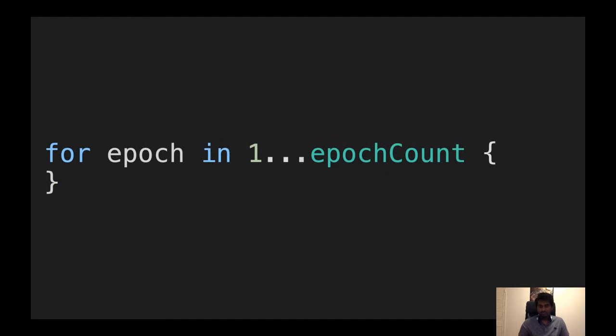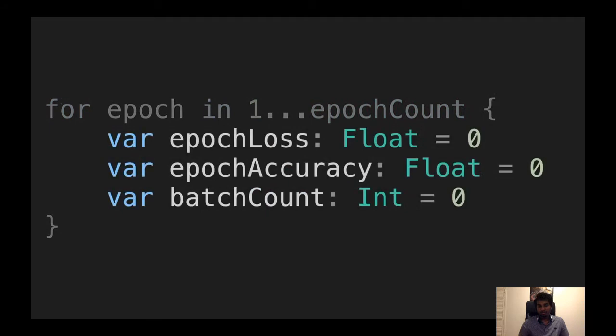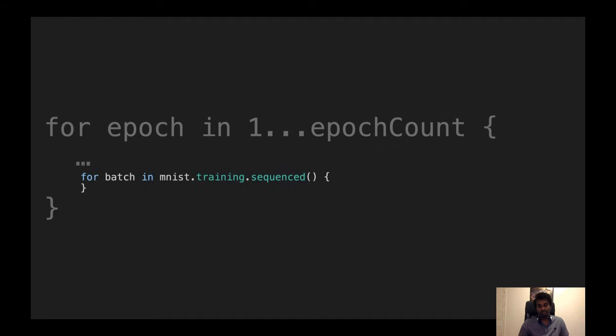So the epoch goes from 1 to epochCount. It's a different way of writing it, but it's still a range. So we're defining the epoch loss. We're going to calculate the accuracy in this case, and then we have a batch count. The method is not used, so I just omitted it for brevity.